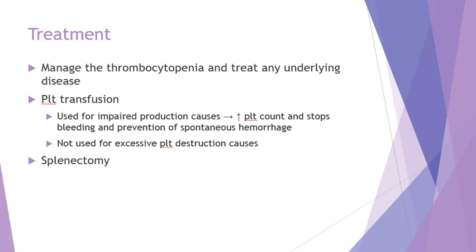So platelet transfusions are used for impaired production causes because it will increase the platelet count, help stop bleeding, and prevent spontaneous hemorrhage. It is not used for excessive platelet destruction causes because the platelets we transfuse will be destroyed, so it doesn't do us any good. And then worst case scenario, a splenectomy can be done.